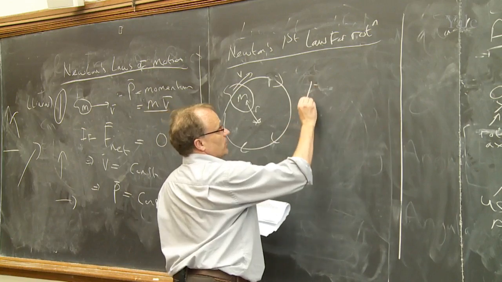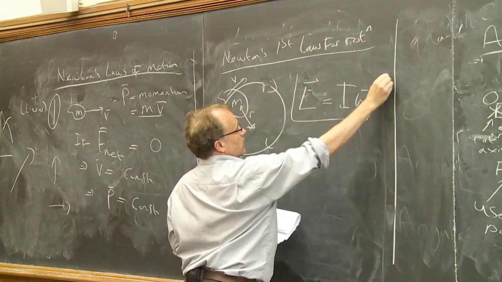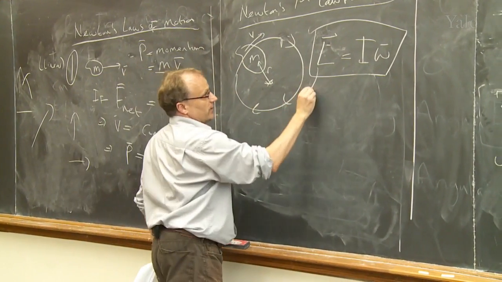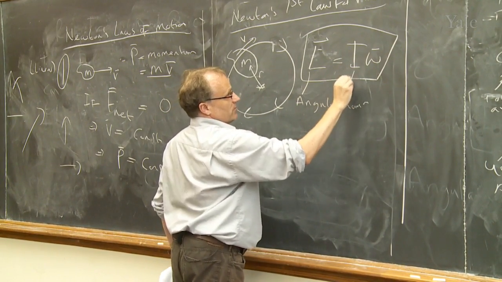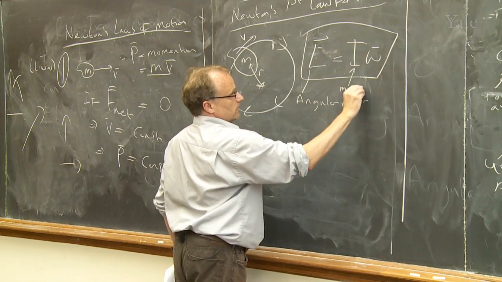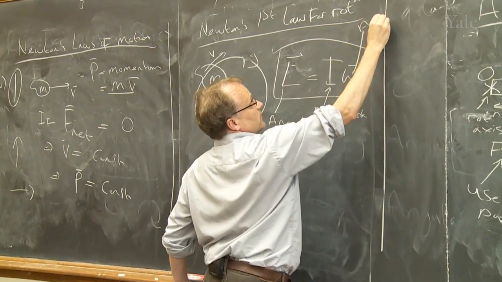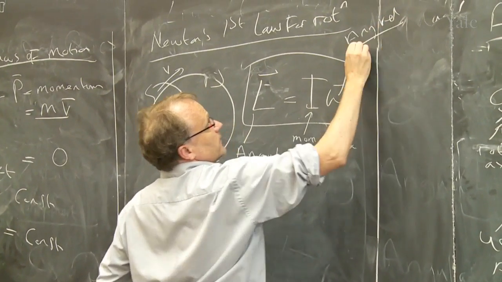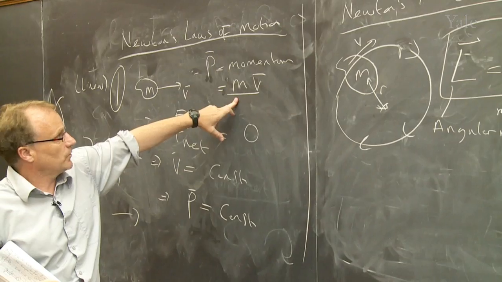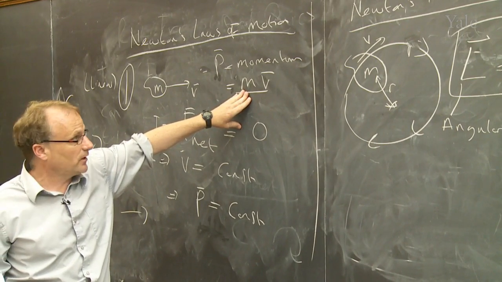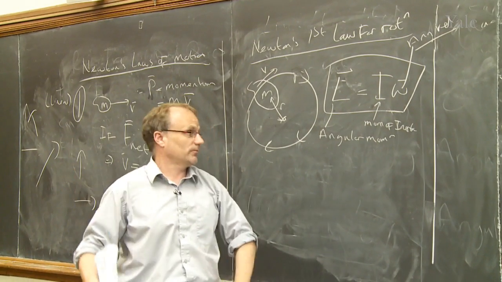So the angular momentum, we use the symbol L, equals I times omega. So instead of P, we use L. This is called the angular momentum. Remember, this is the moment of inertia. And of course, this is the angular velocity. So you see the similarity? For linear, we have P equals MV, where mass tells you how hard it is to push something. For the rotational case, we have L equals I omega, where I is how hard it is to rotate something.